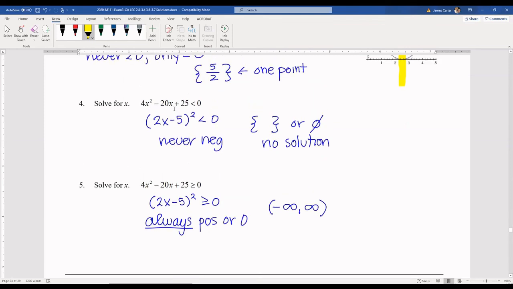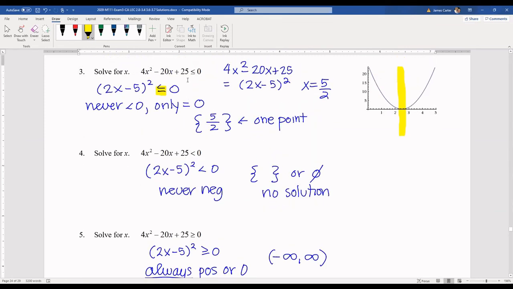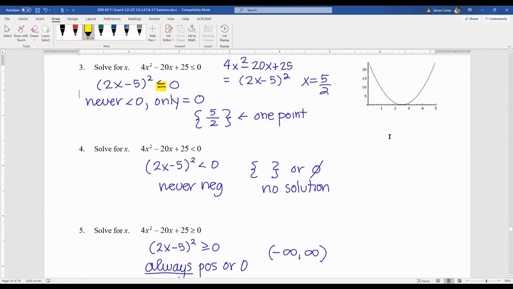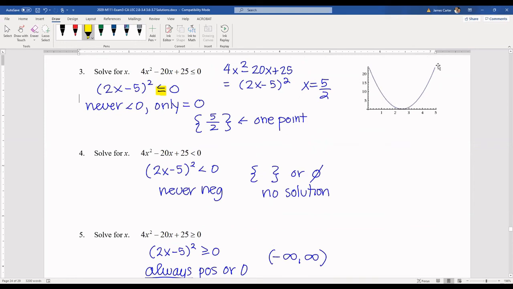Okay, this one, it's the same problem, only they've changed the sign from less than or equal to less than 0. In this case, since you can no longer include that, then you can't have it, so there is no solution because there's nowhere this graph is below the line. This one says above or including. Well, in this case, all of this is either above or included.